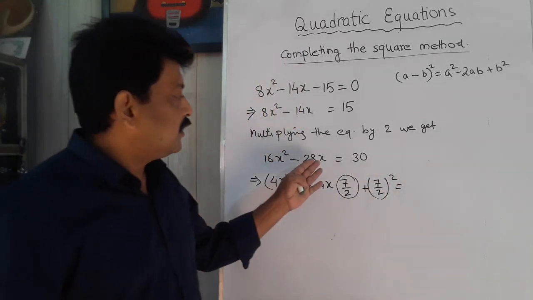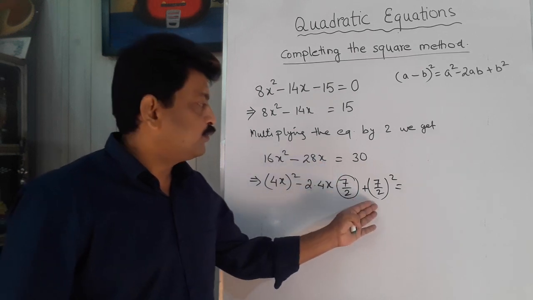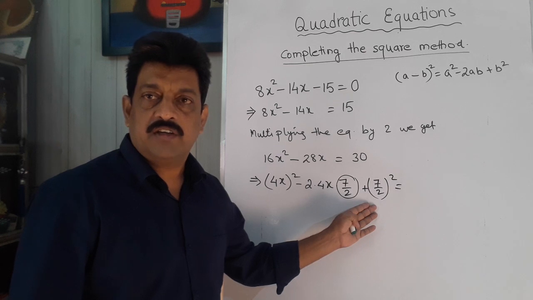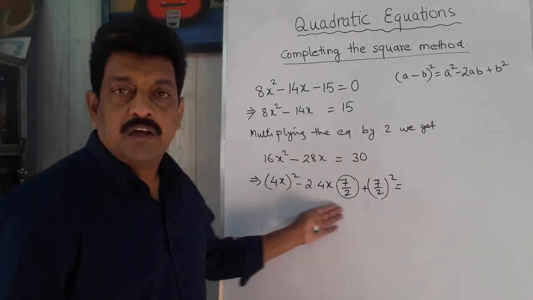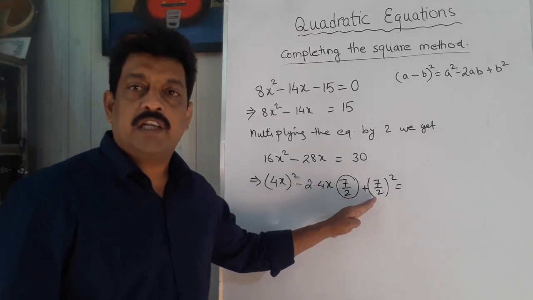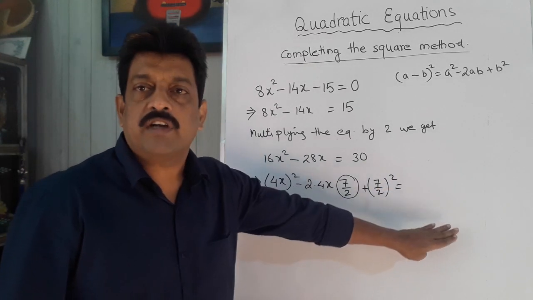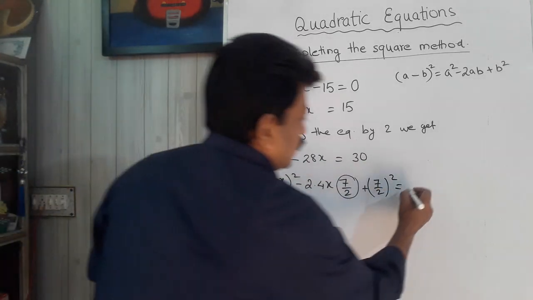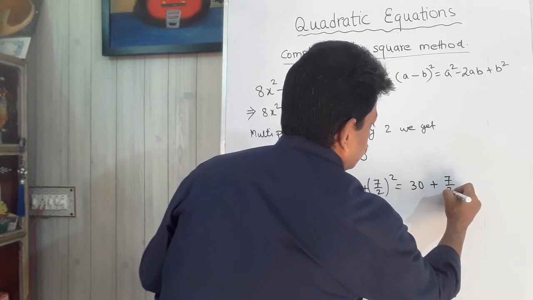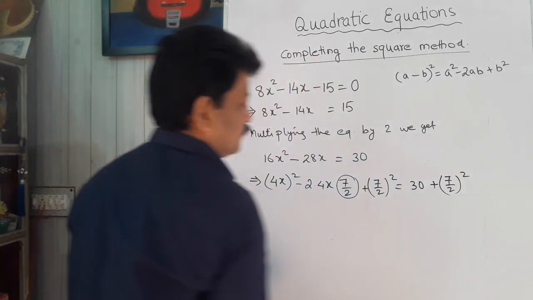Now you can see that in the left hand side this 7 upon 2 square does not exist. I have added extra here to make it in the form of a minus b whole square. So since 7 upon 2 whole square is added to the left hand side, it should be added to the right hand side also. That is 30, it was already there, and 7 upon 2 whole square. Okay.